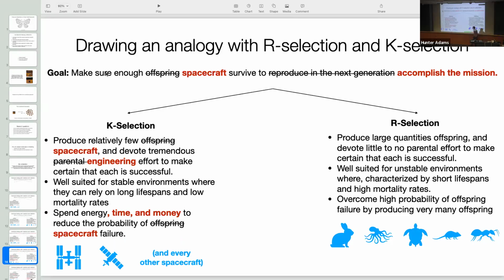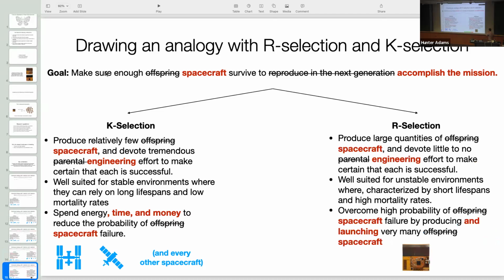And you spend a huge amount of time and energy and money trying to maximize the likelihood of success for that spacecraft. Think like Hubble, Cassini, these big NASA flagship missions, James Webb. A huge amount of effort goes into trying to maximize success for that thing. And that's part of the reason that they're so expensive. I'd argue that chipsats are perhaps the first example of an r-selected spacecraft.